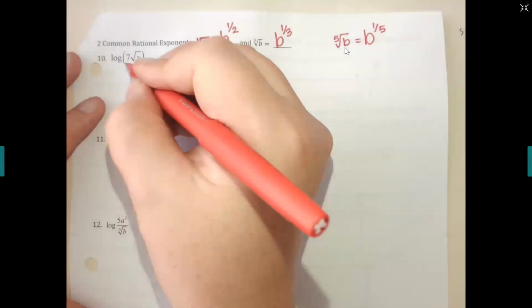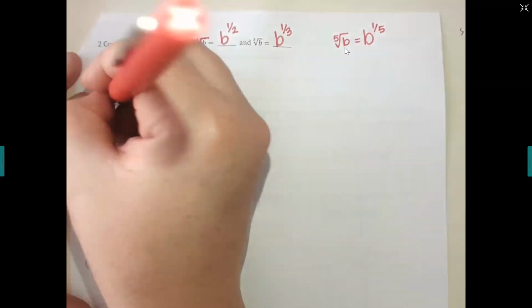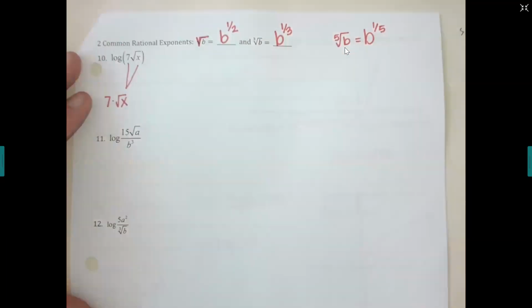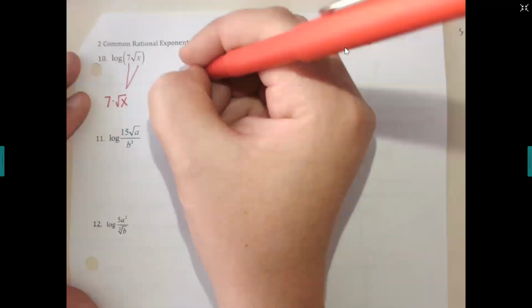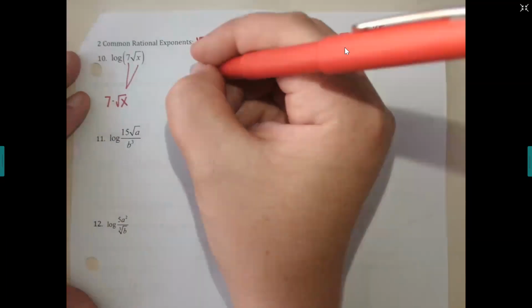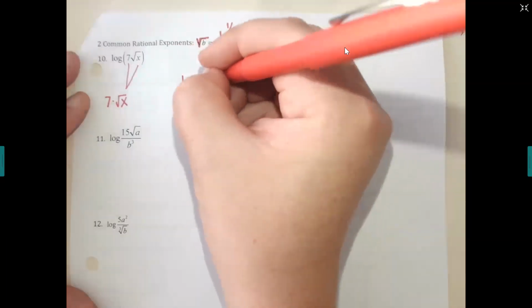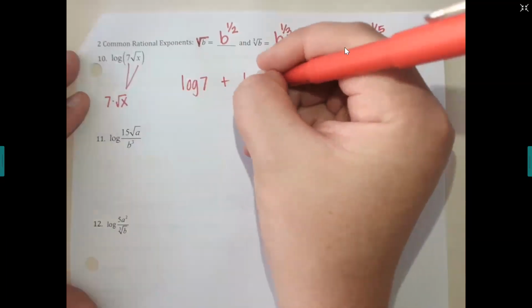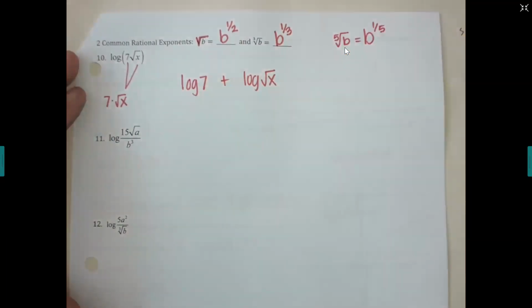So take a look at number 10. I have a 7 and a root x. How are they related? Multiplication or division. That's a 7 times a root x. Then when I split them up, will I use addition or subtraction? Addition. So it'll be log 7 plus log root x.